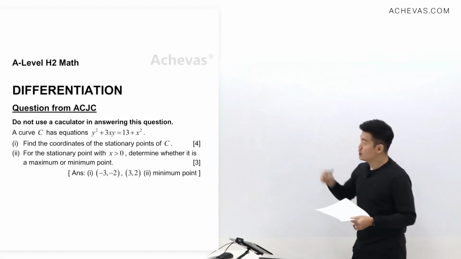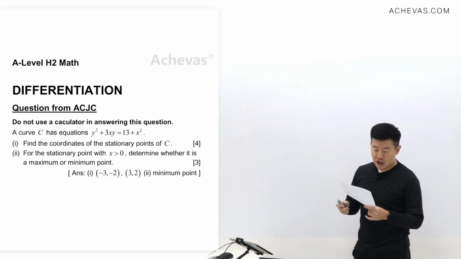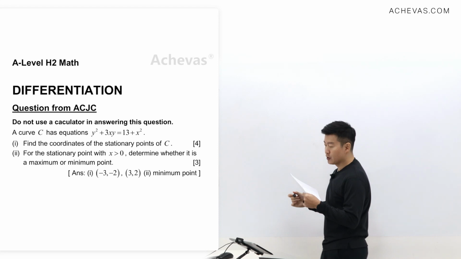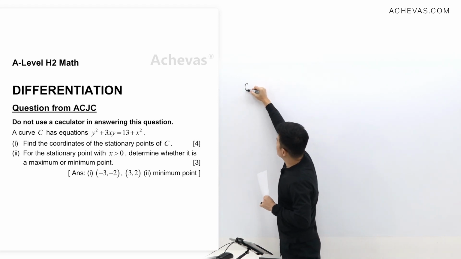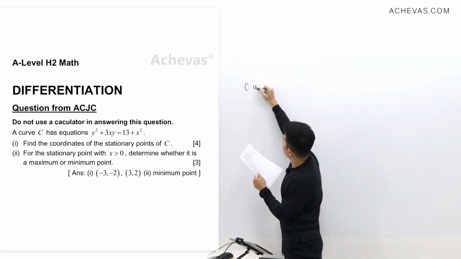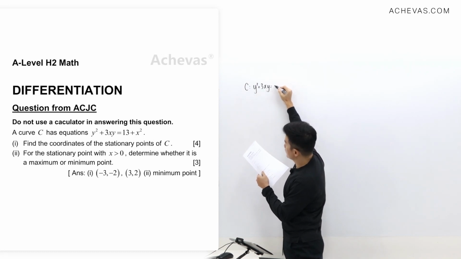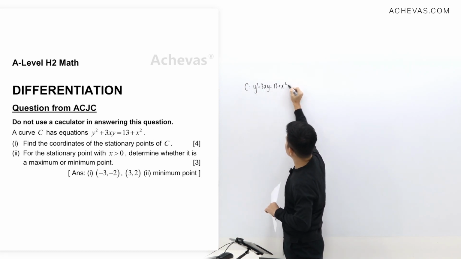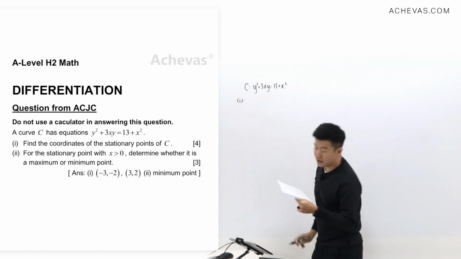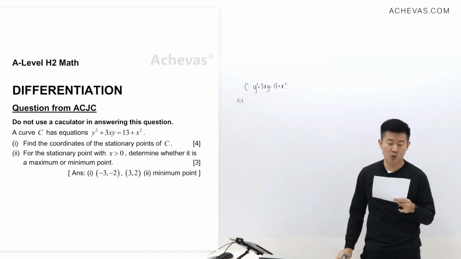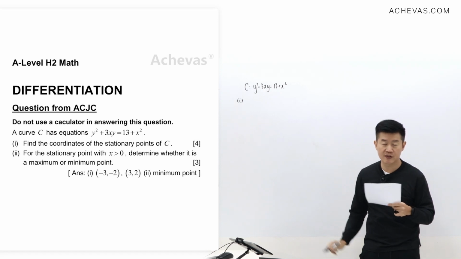Let's take a look at this ACJC question. It is a differentiation question, and according to the question, we are given the equation of curve C to be y squared plus 3xy is equal to 13 plus x squared. And in part 1 of the question, we are supposed to find the coordinates of the stationary points of curve C.